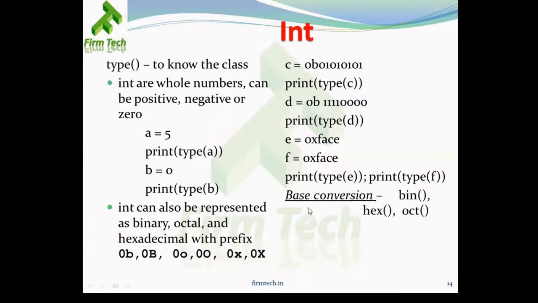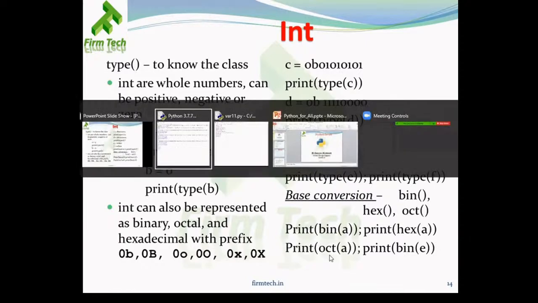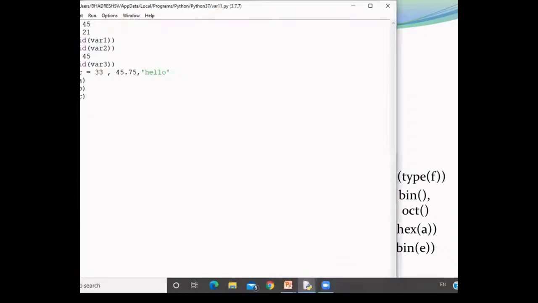And to convert from one form, that is from binary to octal or octal to hexadecimal or hexadecimal to integer, all these things are possible. For that, we should use the command bin of A or hex of A or something else like that. We'll be demonstrating this in our program. We may take a new file.